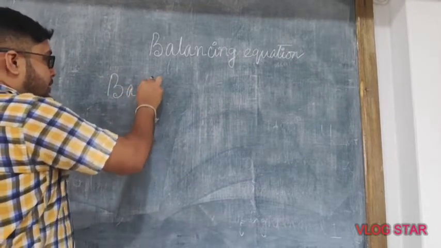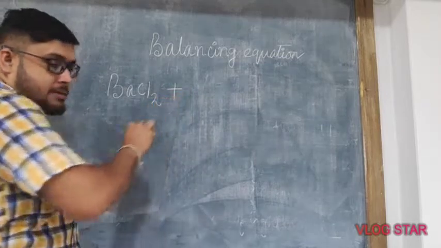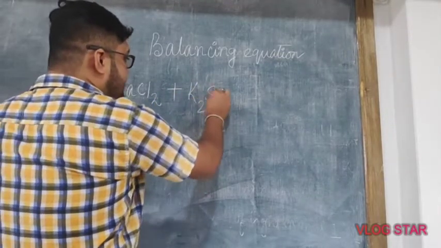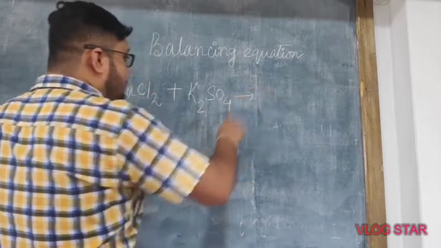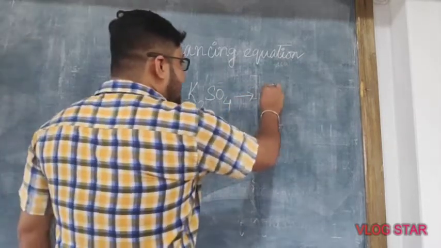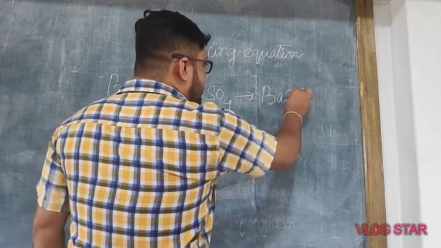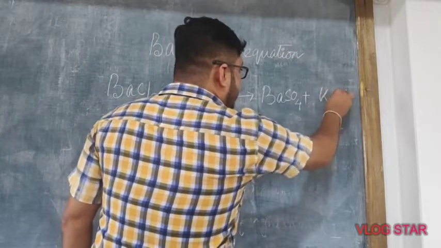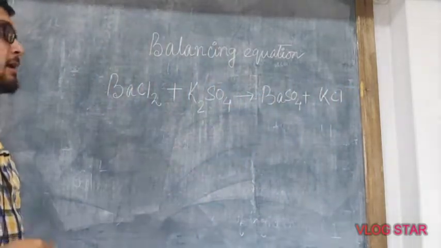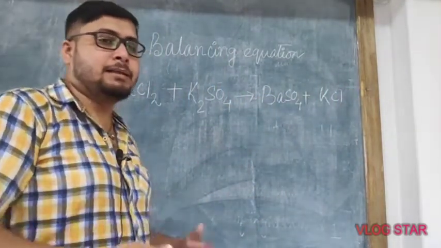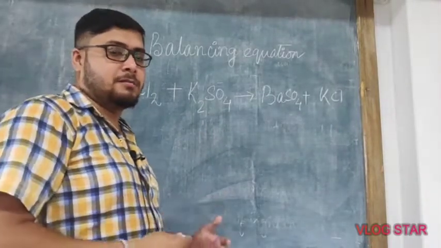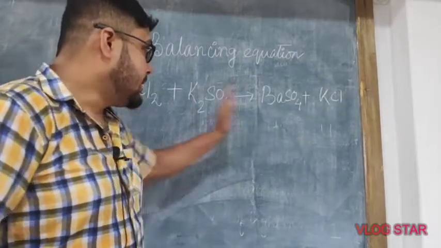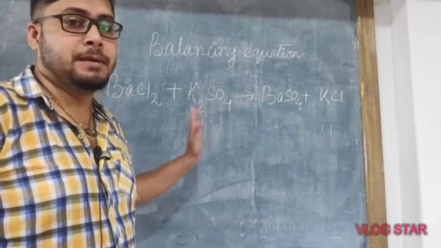barium chloride BaCl2 plus potassium sulfate K2SO4. What we will get in the product side is BaSO4 plus KCl. Now, as I have mentioned in the first video on balancing equations, each and every element should be balanced separately.